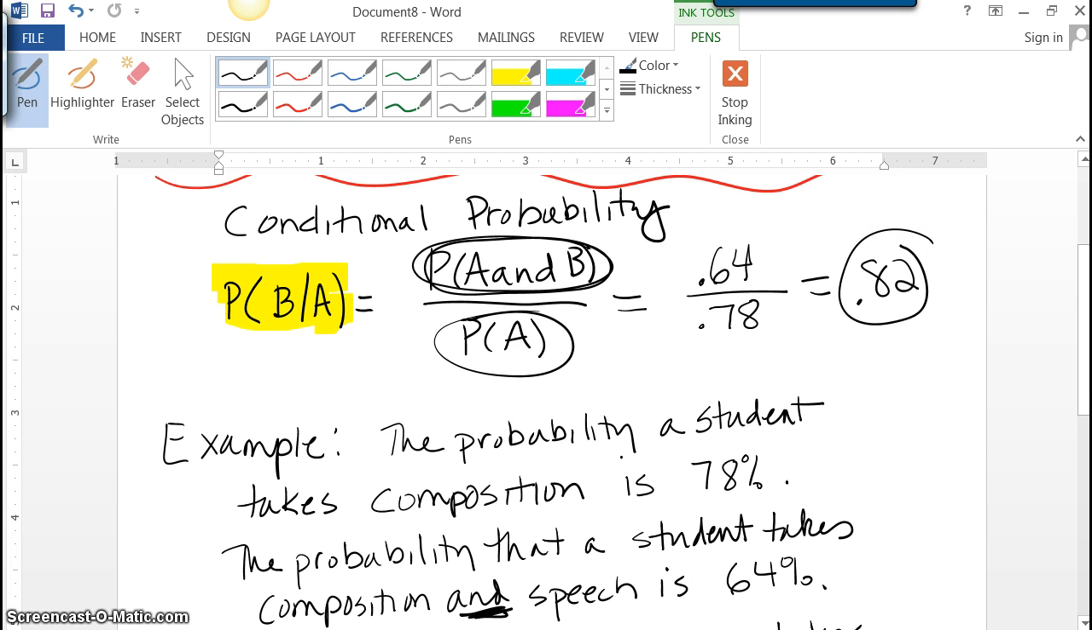Sometimes students will get this confused. When there's a 64% chance of you taking both composition and speech, that's not the same as this. This is the probability of you taking speech. If it's known that you're taking composition, then there's a higher chance of you taking speech, because these are dependent events.